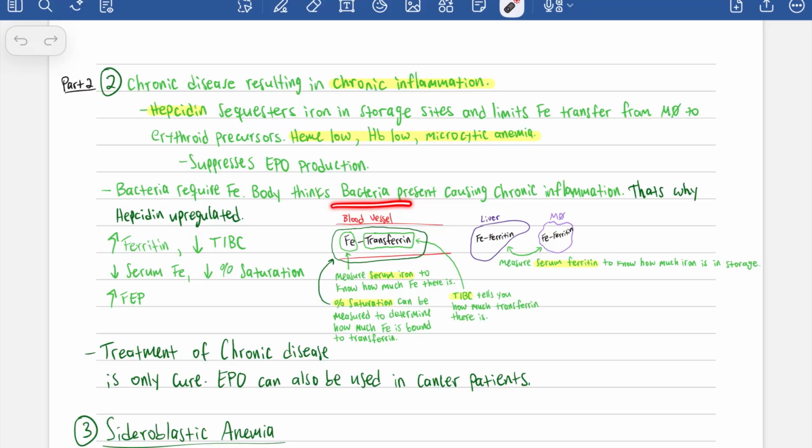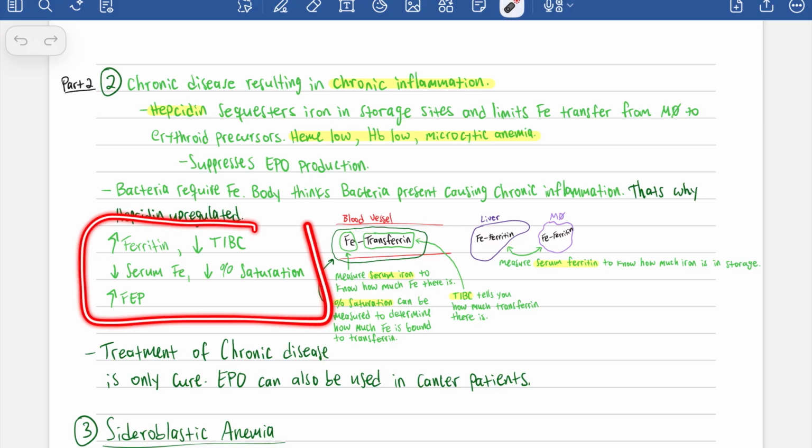So what are we going to do? We're going to activate hepcidin to sequester the iron in storage sites so that the bacteria die off and can't use the iron. And if you remember ferritin from the previous slide, ferritin is what's storing the iron in your liver and your bone marrow macrophages, and your transferrin is what's going to be transferring the iron in the blood. Hepcidin is going to sequester that iron so that it can't be used.